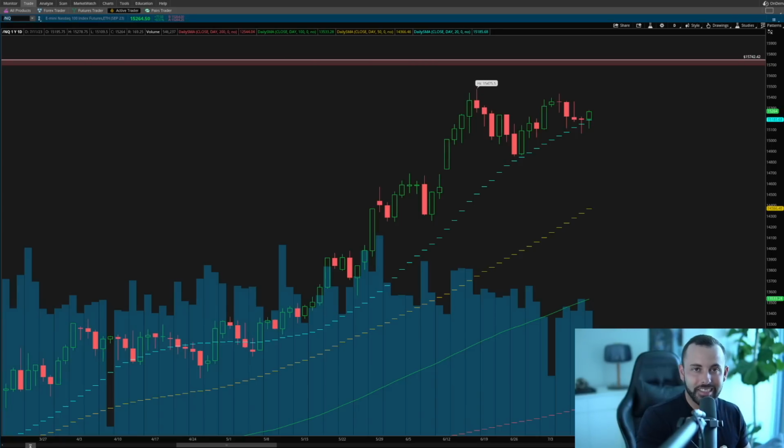Let's go ahead and jump into it. So the tool that we're talking about is the daily simple moving average, and it's the 20-period simple moving average on the daily chart. I know this is not something that is new to any of you. I know it's a pretty rudimentary tool, but the reason it's so important right now is because of market conditions.